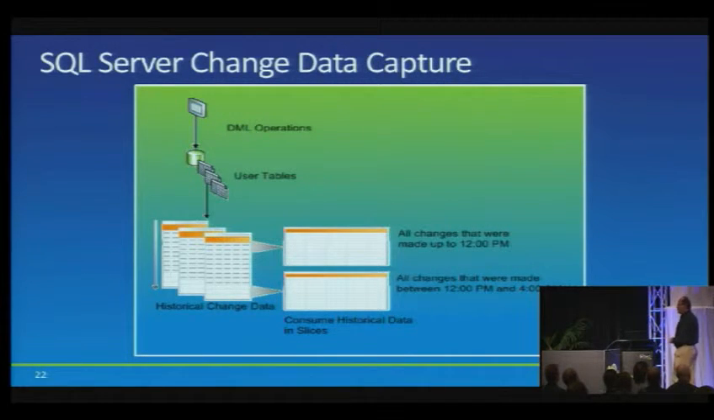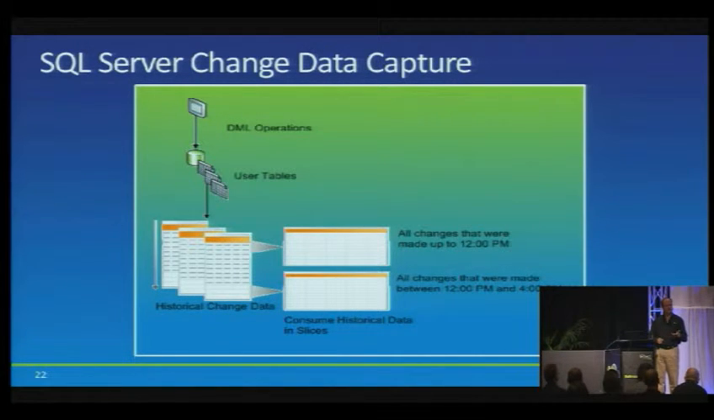You could query those system tables directly, but the best way is to use a number of DMVs that you can go and find to answer questions like: for this particular table, show me all the changes that were made up to 12 o'clock, or between 12 o'clock and 4 o'clock. When you enable CDC for a particular table, the system generates a hidden system table where it tracks all the changes of the rows. Then you can either query the table directly, or, what I highly recommend, use the DMVs.